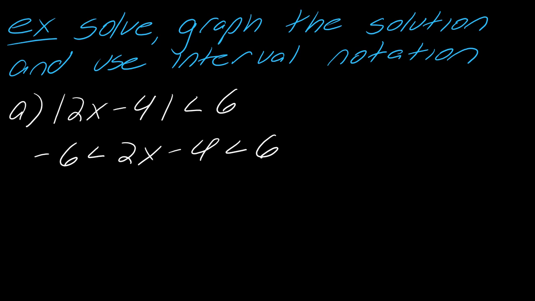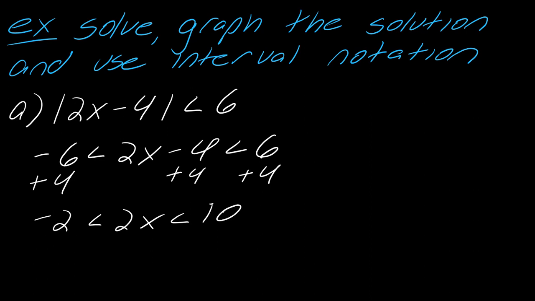So when you have a 3-part inequality, you're just going to think about what do I do to solve for x? So the first thing I would do is add 4, and you're just going to do that to all sides of the problem. So I add 4 to all sides, and so now I've got -2 is less than 2x is less than 10. And then I can divide all sides by 2. So I have -1 is less than x is less than 5.